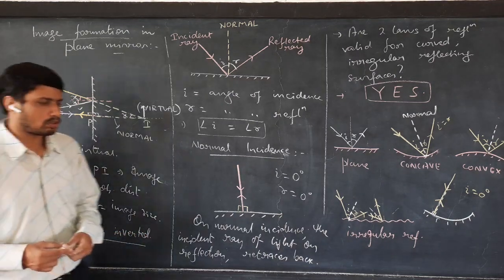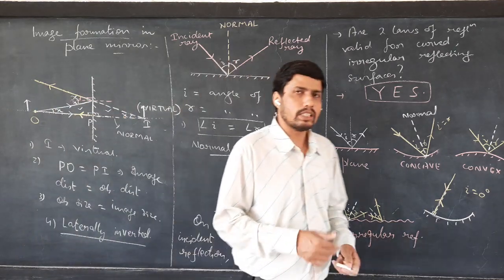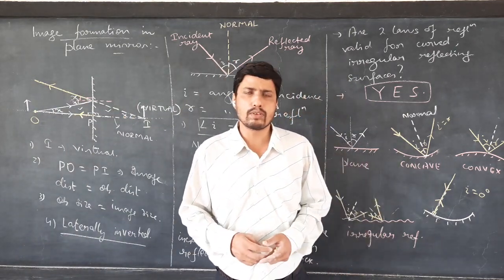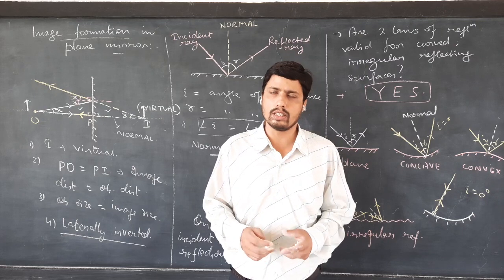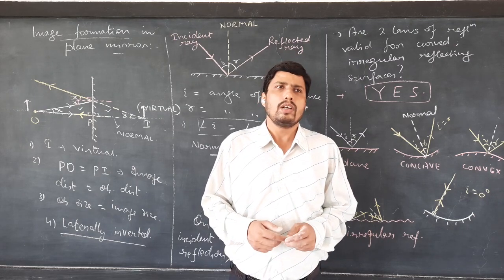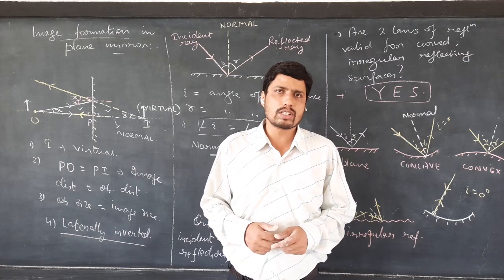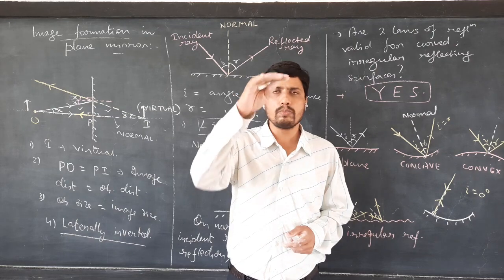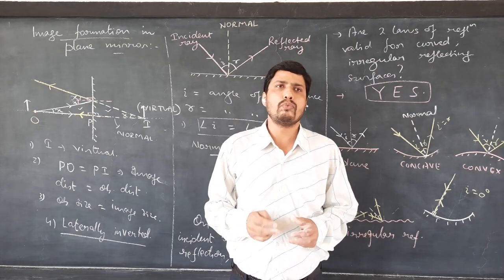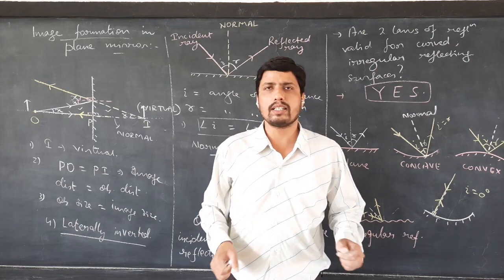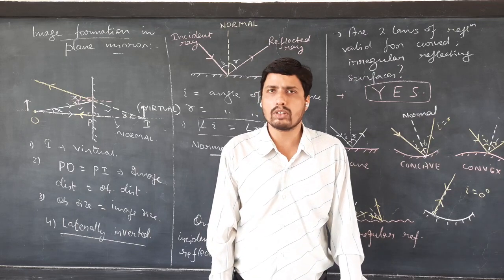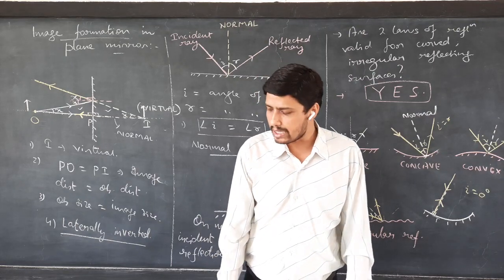Your left appears to be right, and your right appears to be the left. This property is referred to as lateral inversion. In vertical direction, inversion doesn't take place. Your head remains at the top. So vertical inversion does not take place, but lateral inversion does take place in case of reflection through plane mirrors.